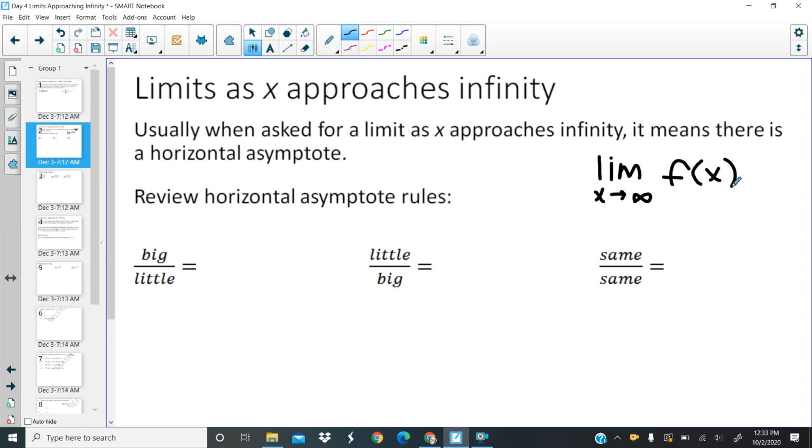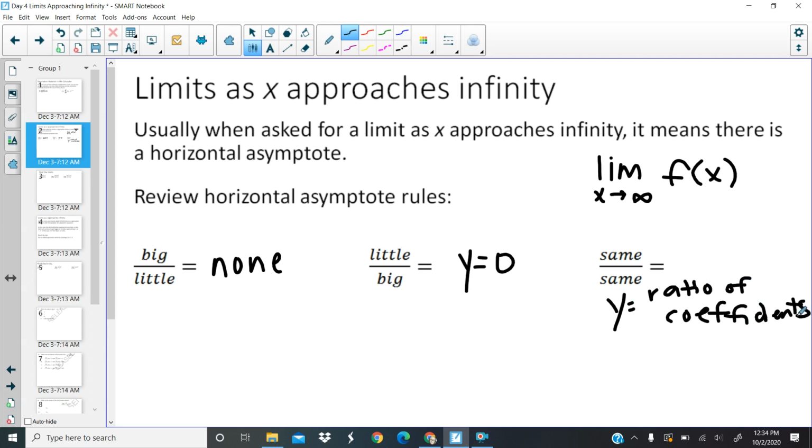So before we get into that, I want to review the horizontal asymptote rules because that is definitely going to come into play. For big over little, which means the exponent in the numerator is bigger than the exponent in the denominator, there's going to be no horizontal asymptote. For a little over big, so the exponent in the numerator is smaller than the exponent in the denominator, the horizontal asymptote is going to be at y equals 0. And if it's same over same, then your horizontal asymptote is going to be whatever the ratio of your coefficients is.